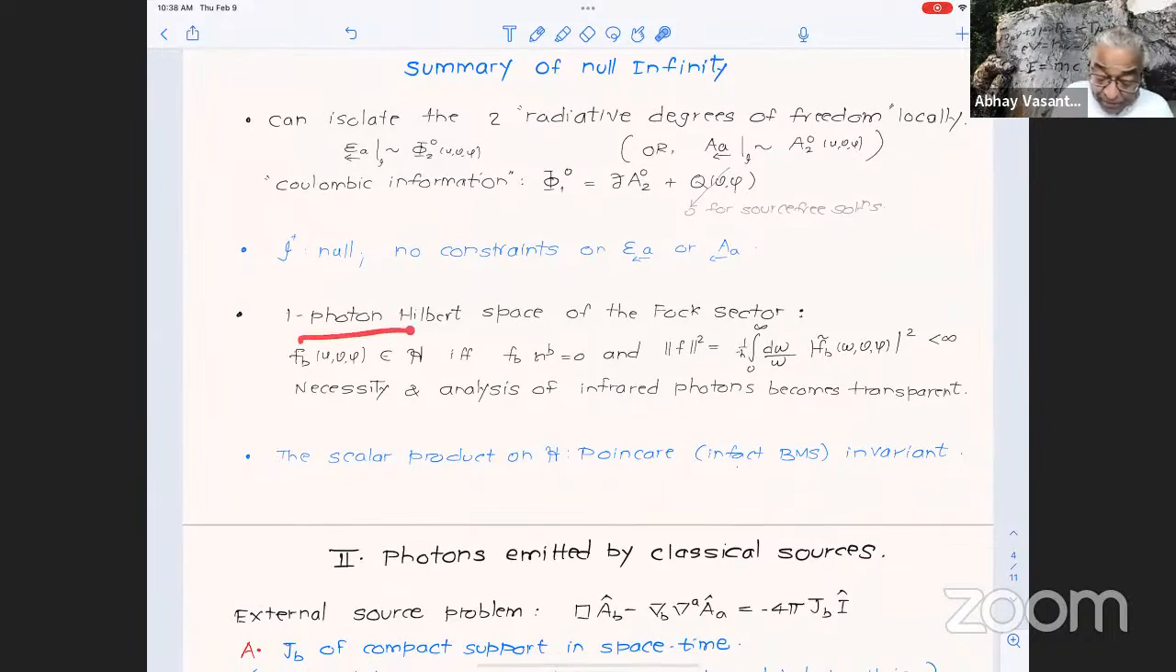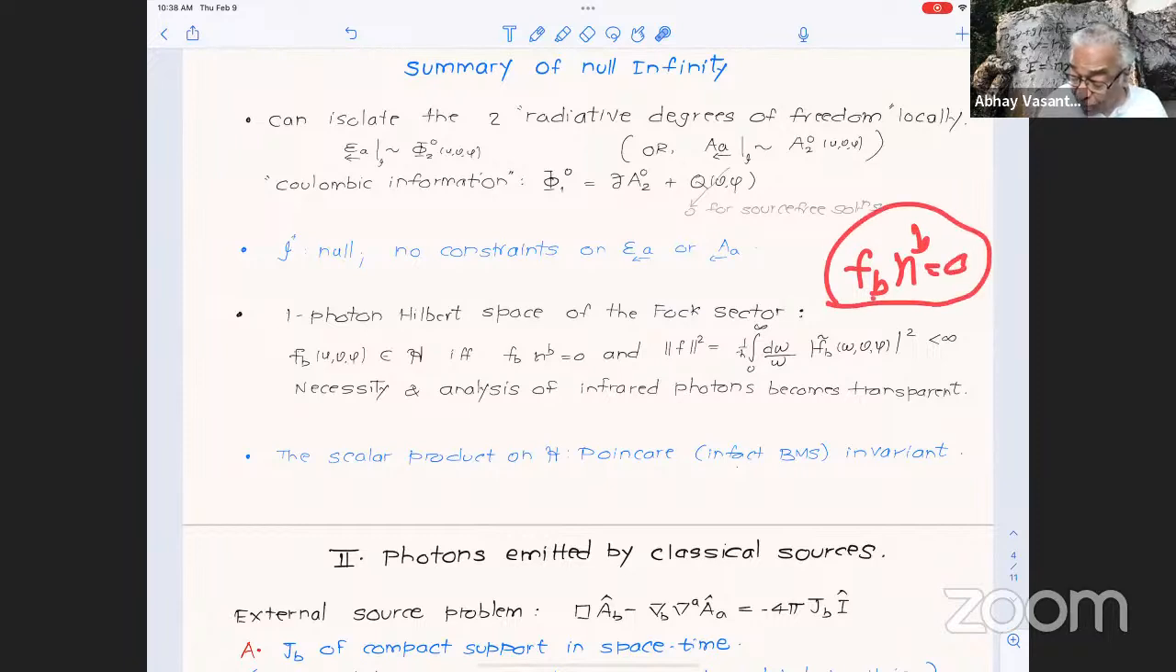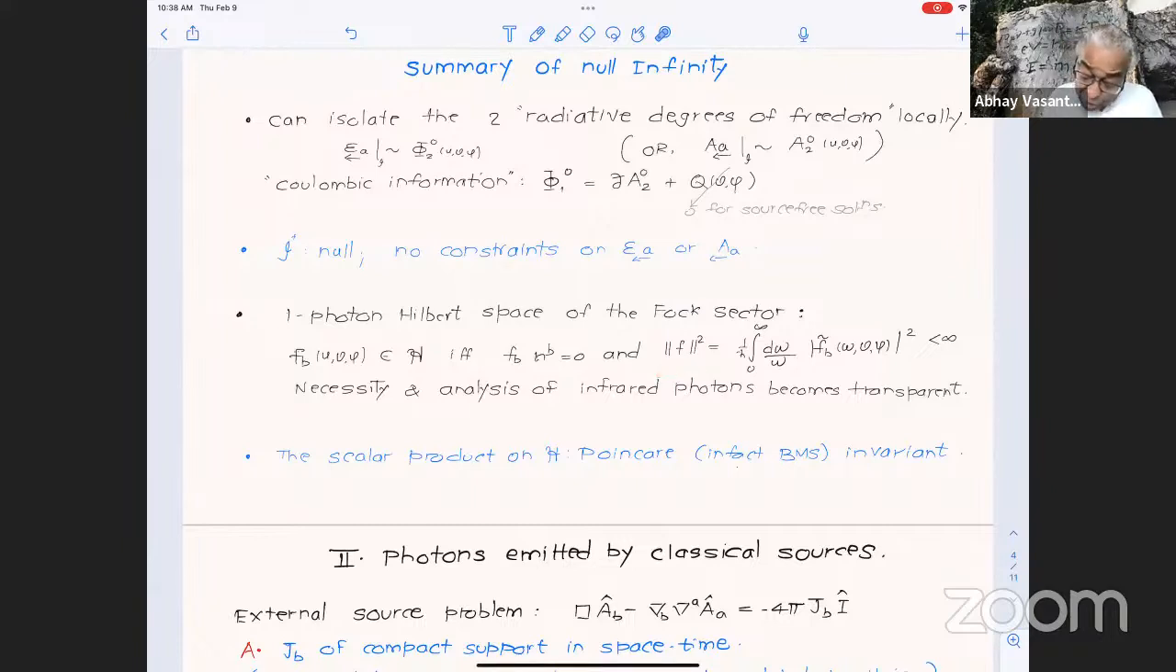And then the one photon Hilbert space that we had can be constructed very naturally. Namely, you just start with one forms F_B on scri satisfying F_B n^B equal to 0. So this is just a one form on scri up here. And then the norm is just given by d omega by omega times this. And this makes it very clear what the infrared sectors are. This is how I found that there is a very nice intertwining between infrared sectors and scri, because it brings out very clearly why these sectors arise.